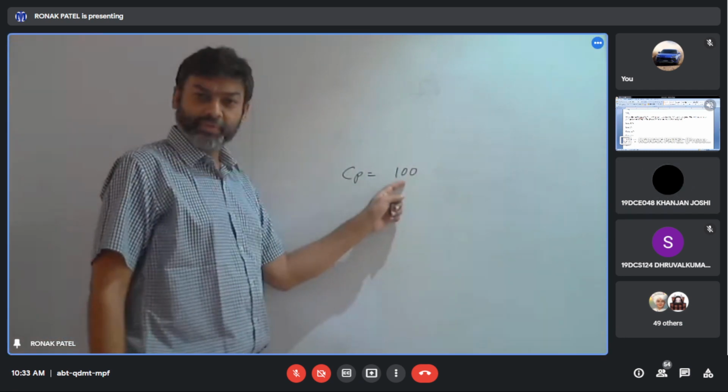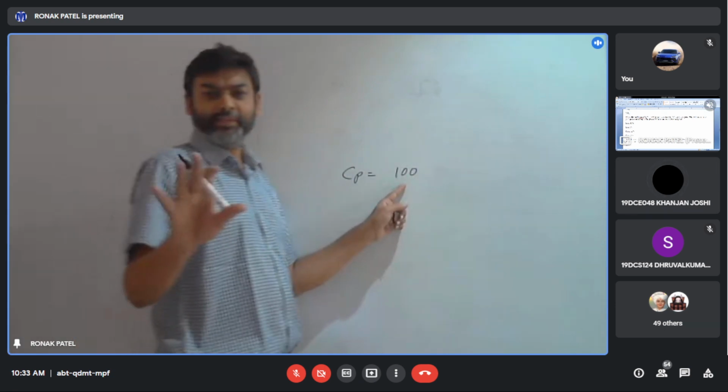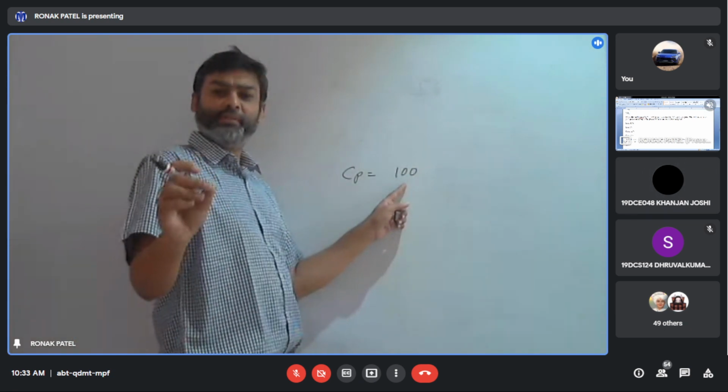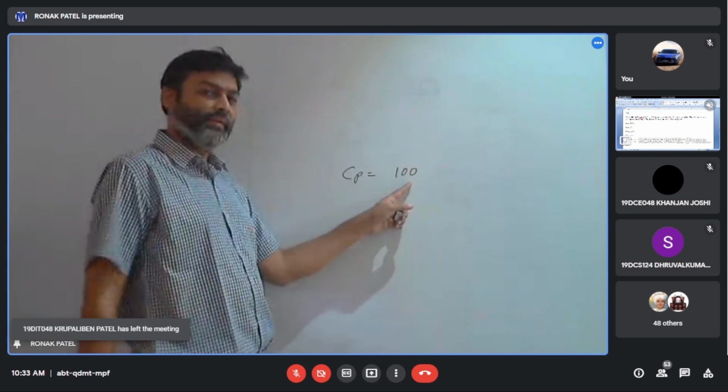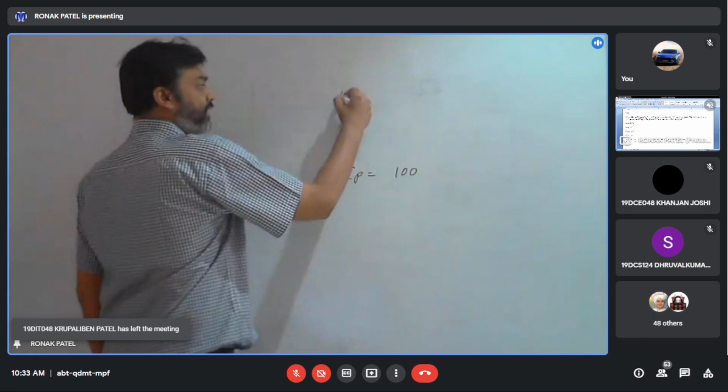But go with 100 rupees cost price. Whenever cost price is 100, the selling price comes out, then you'll get very good benefit. Whatever you are doing, keep on doing the same thing. It will just save your time. Tell me now what is the markup price if you assume 100.